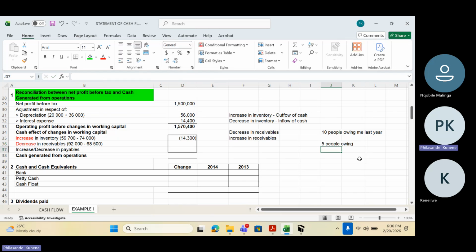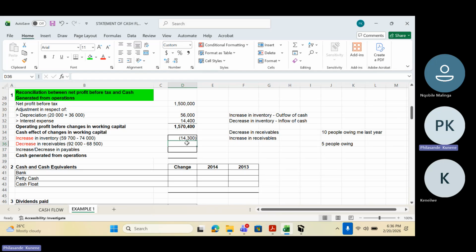What happened to the 5? They paid. So when they paid me, did I receive money, or did money go out from me? You received money. So does that mean it's an inflow or an outflow of cash? Inflow. Exactly, it is an inflow. Very good.